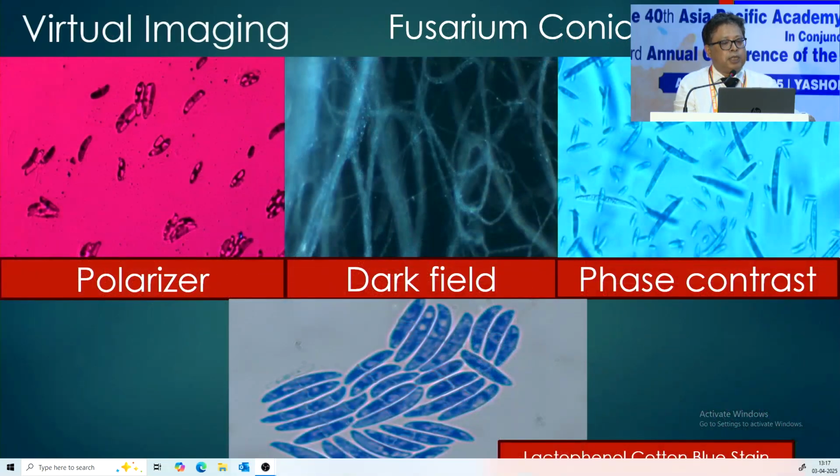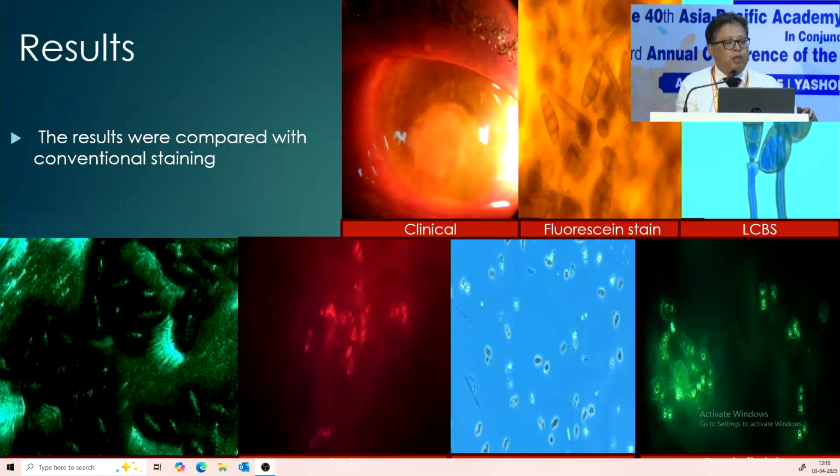Again, you see Fusarium conidia being seen in the polarizer, particularly because the anisotropic properties of the chitin layer help us to see in the polarizer. In dark field, with a dark background, the fungus can be seen, and in phase contrast with oblique illumination, the conidia are visible. They were compared with lactophenol cotton blue staining and other staining. Results were compared with conventional staining.